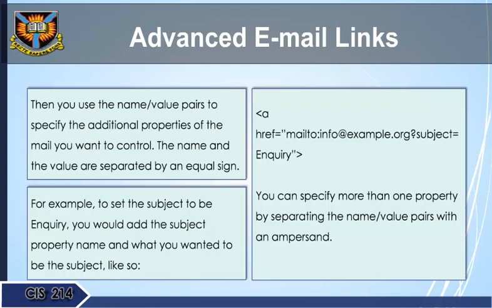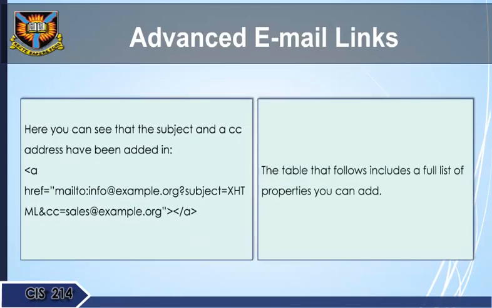href="mailto:info@example.org?subject=inquiry". You can specify more than one property by separating the name value pairs with an ampersand. Here you can see that the subject and a CC address have been added in <a href="mailto:info@example.org?subject=xhtml&cc=sales@example.org"></a>. The table that follows includes a full list of properties you can add.